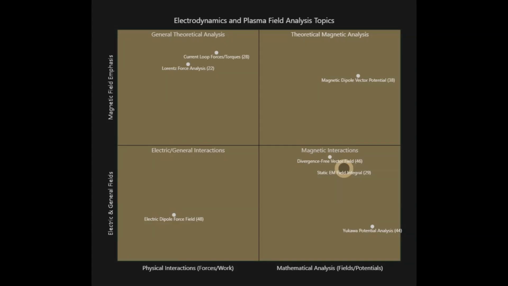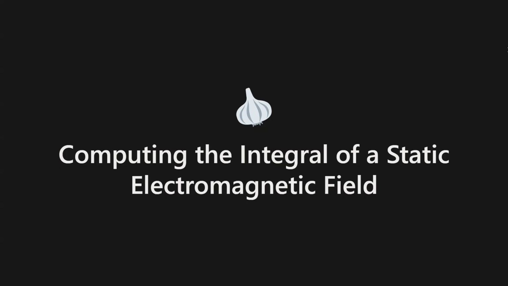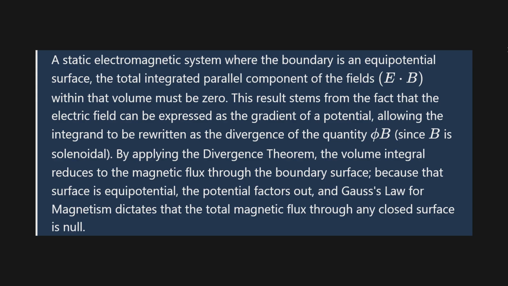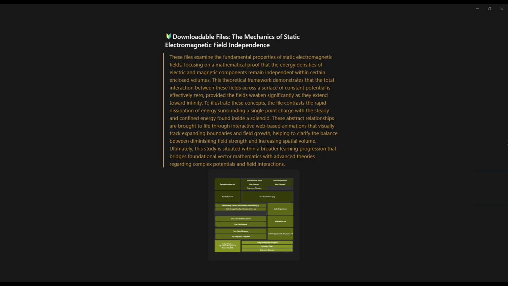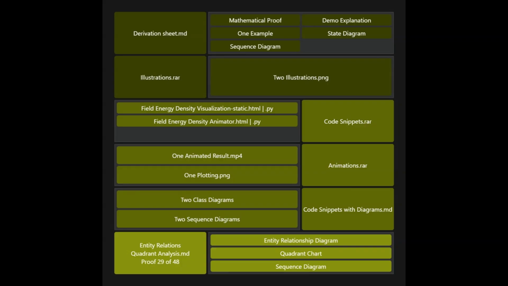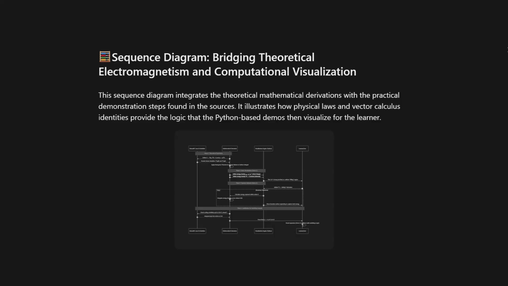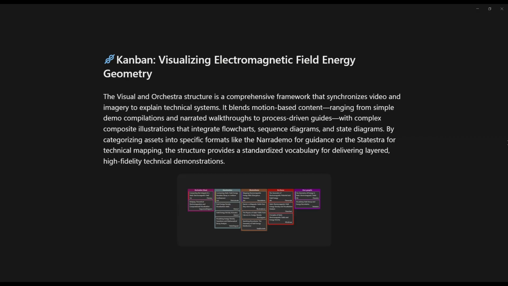The silent architecture of energy, where fields vanish in focus. This exploration bridges the gap between abstract physics and digital visualization, revealing how static electric and magnetic fields inhabit the space around us. At its heart is a vanishing act, a mathematical proof showing that when these fields are contained within specific boundaries, their total combined energy effectively cancels out, simplifying complex calculations into a clean, logical zero.